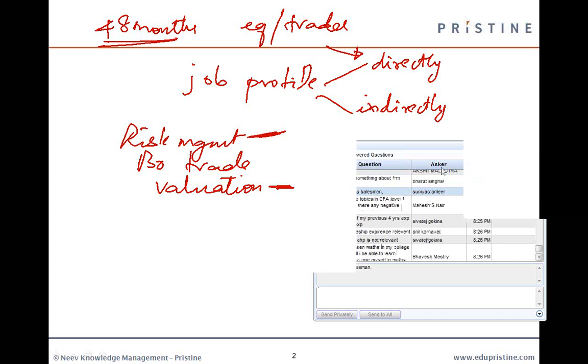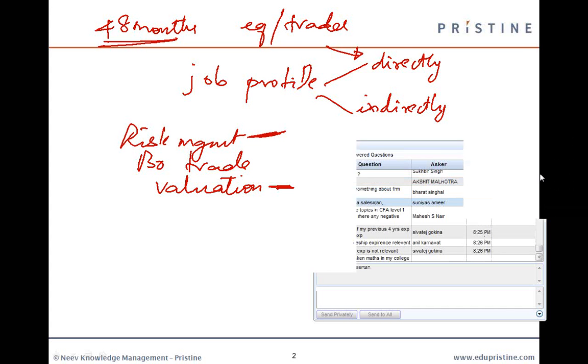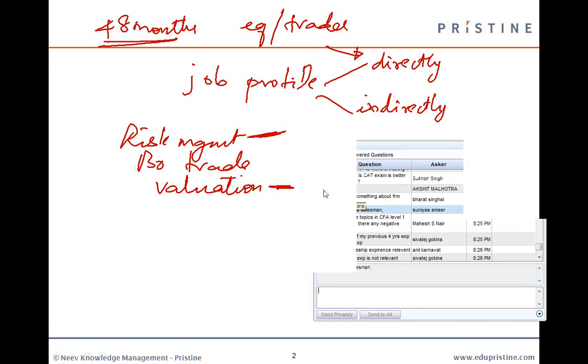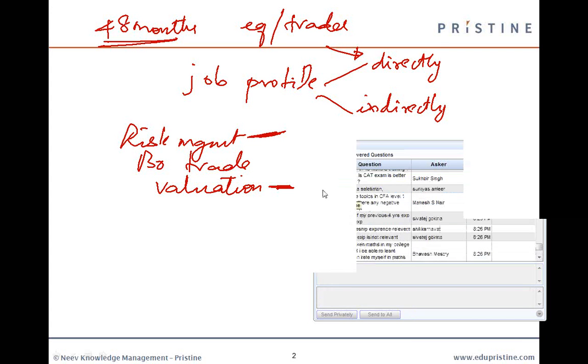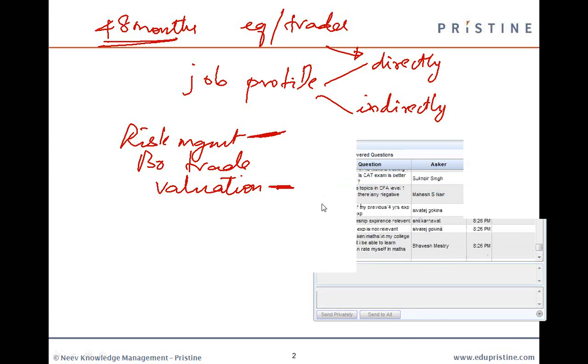Okay, I'm trying to go through your questions. There are some questions on FRM, so I'll try to answer FRM a little later once I have answered all questions on CFA. Then we'll try to compare CFA versus FRM. So give me some time about that.